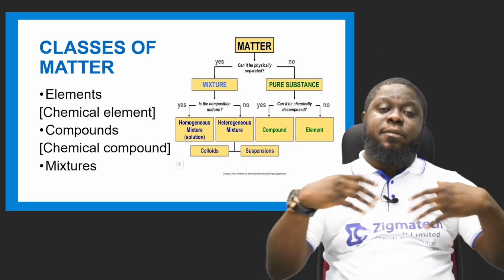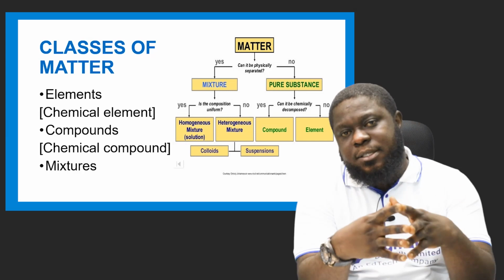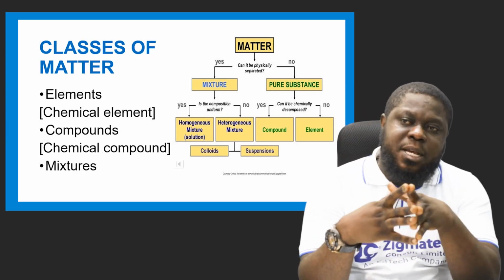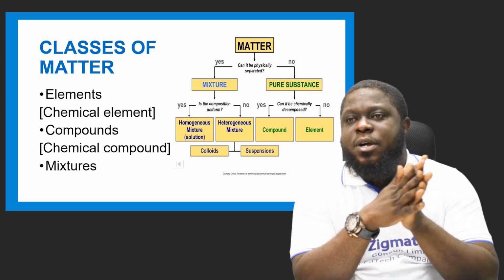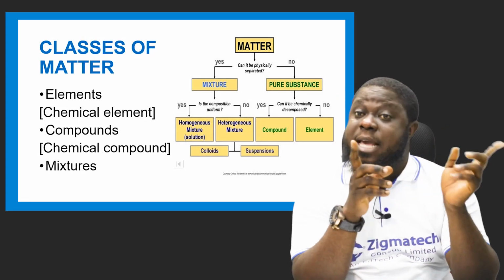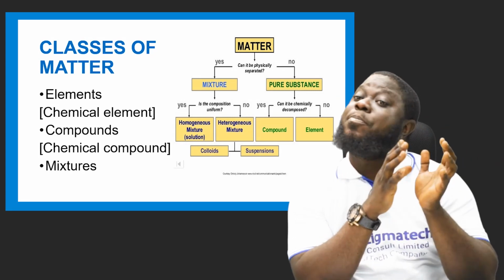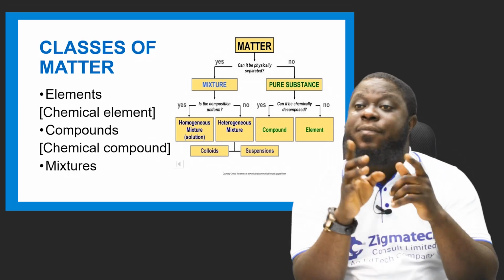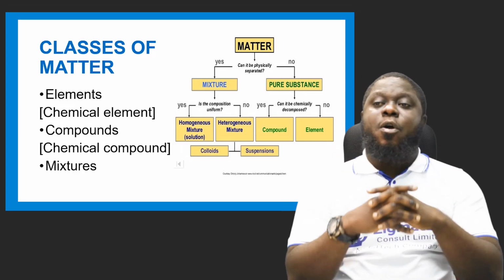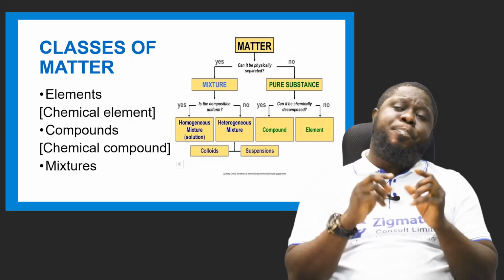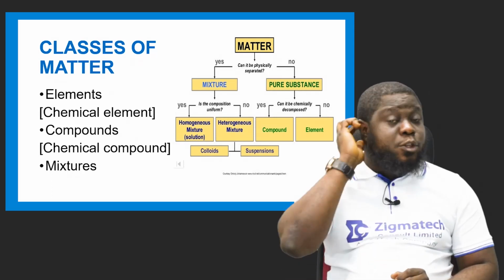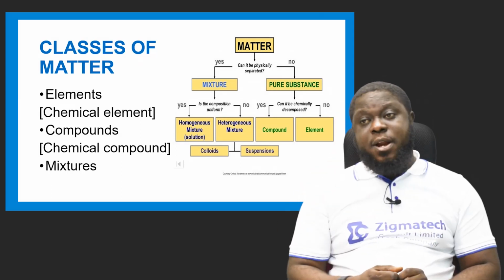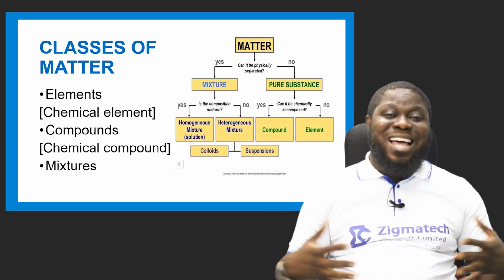I told you the kind of changes it undergoes determines the class, and the kind of properties it has determines the class. Now, if you can see mixture, can it be physically separated? They said yes. That is its property. While for the pure substance, they said no. Now, the compound and the elements are called pure substances, because they have a constant composition.